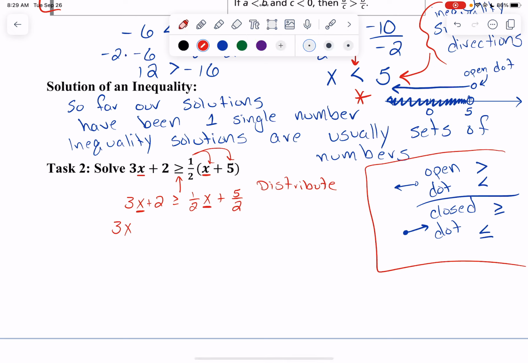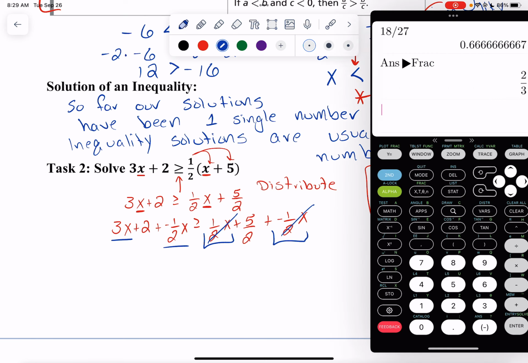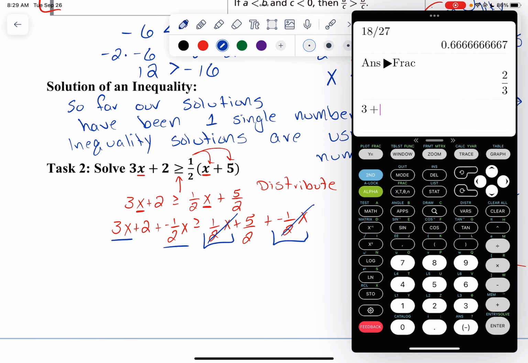Okay, so 3x plus 2, and then minus or plus a negative 1/2 x. 1/2 x plus 5/2, and we're also going to add that negative 1/2 x to this side. So my 1/2 x is on this side. This guy and this guy are opposite, so they add to 0. And now over here I have like terms, so I need to take 3 and add a negative 1/2. So at this point I can use a calculator. Let's take 3 and add a negative 1/2. What do I get? 2.5.